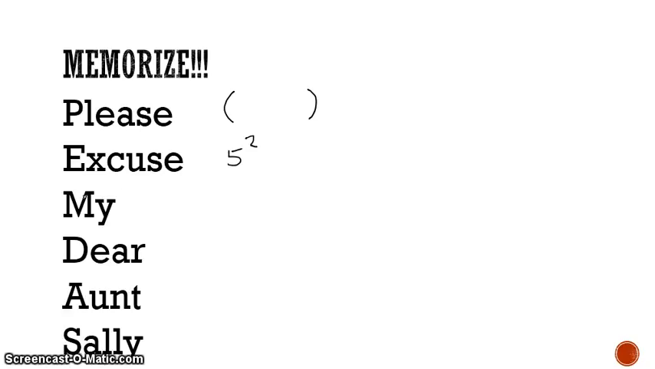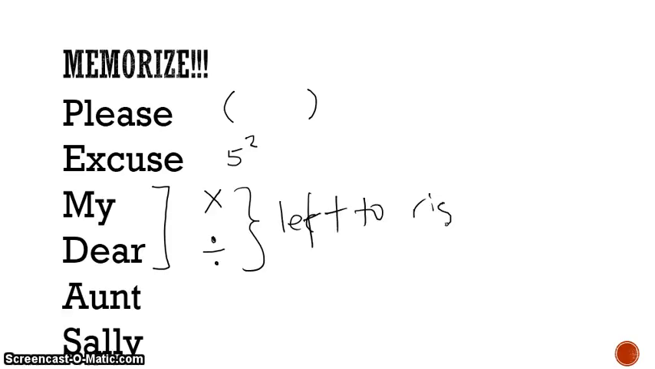My and dear actually go together. My is multiplication, dear is division, and you have to do these two from left to right as they appear in the problem. That doesn't mean that you always do multiplication first and division after that. Multiplication and division has to go from left to right. So if division is first in the problem, you do division and then multiplication.